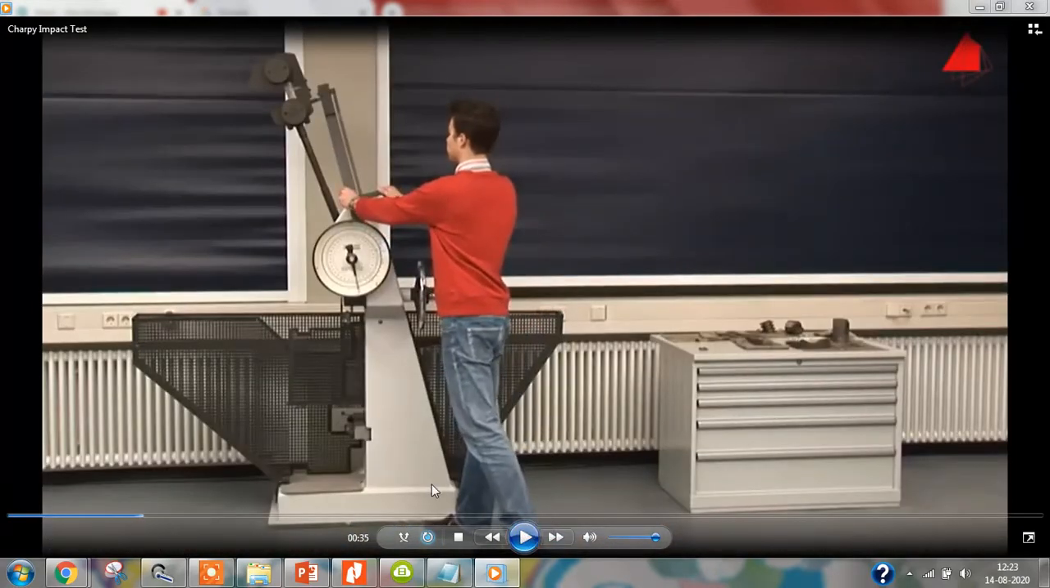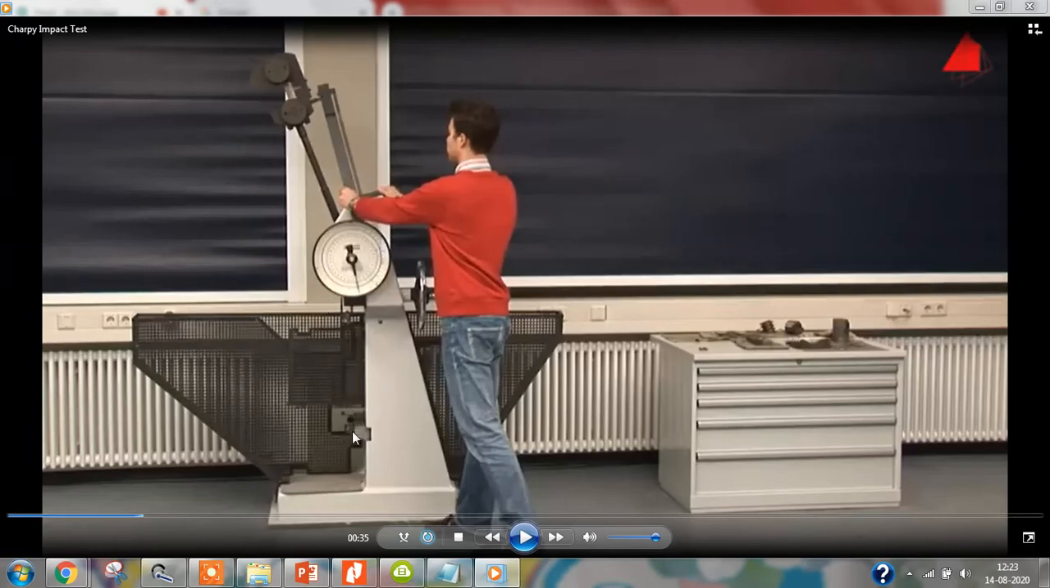If you're dropping a pendulum from this side, how much height will it go on the opposite side? Suppose from the left hand side you are leaving the pendulum at 2 meters height. On the right hand side, how much height will it travel? It will go to 2 meters. This is the potential energy. Because of potential energy it is going up to a height of 2 meters again.